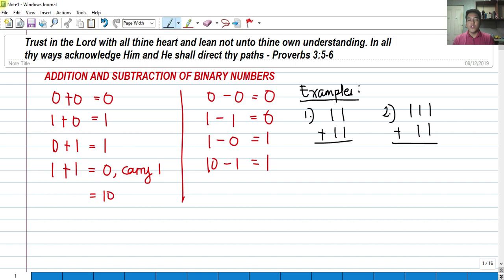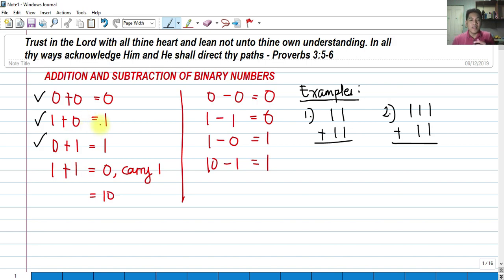So for today we're going to talk about how we add and subtract binary numbers, and I'm going to give you some basic examples for you to understand how to add and subtract binary numbers. So let's go first for addition. 0 plus 0, obviously that would be 0. 1 plus 0 is equal to 1. 0 plus 1 is equal to 1.